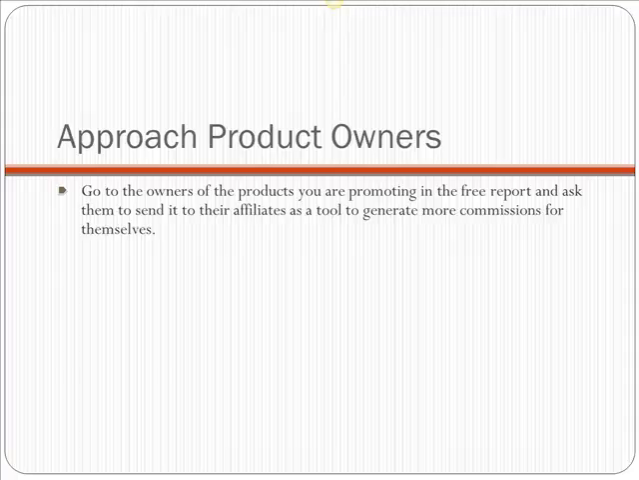Approach product owners. Go to the owners of the products you are promoting in the free report and ask them to send it to their affiliates as a tool to generate more commissions for themselves. Now, this is something that is really cool. Basically, you go out and find some really good products that belong to some really good star-powered marketers. You get these products and you create a free report that goes along with their product. And then you contact that product owner and ask them to send it out to their affiliates as a tool to generate more commissions for themselves.